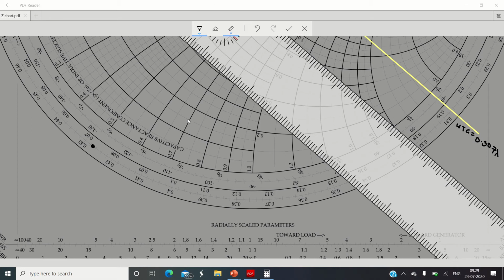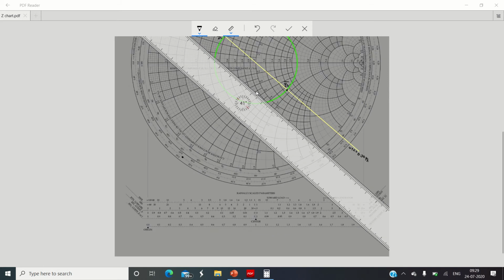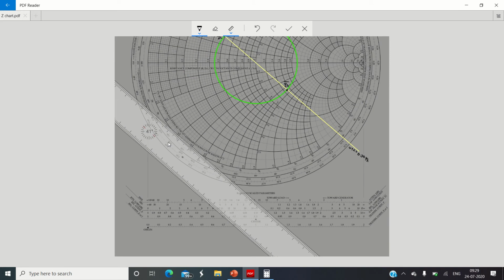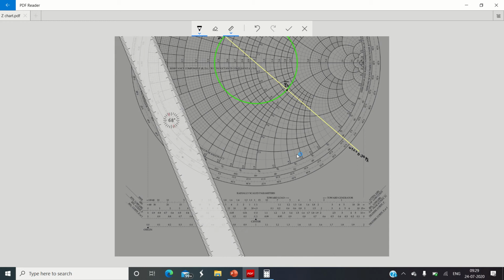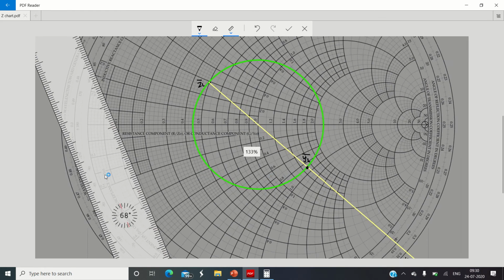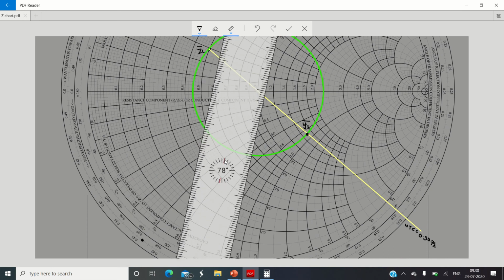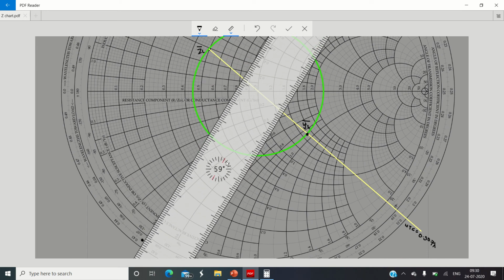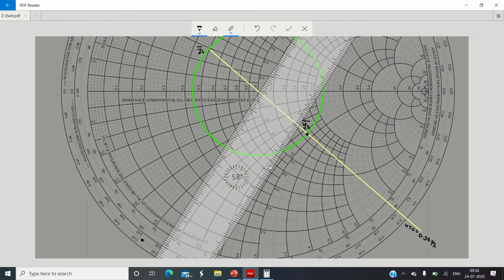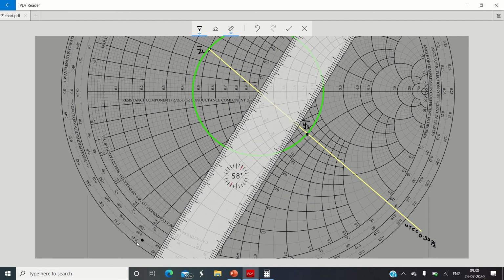So what we do next is we will connect this point with the center of Smith chart. Okay, so when we connect this point with the center of Smith chart, we will intersect the VSWR circle. The VSWR circle is already drawn over here, which is passing through the load. So I will orient my scale in this way, and I will connect this point with the center of Smith chart. Okay, so this point is located at 0.427 lambda.